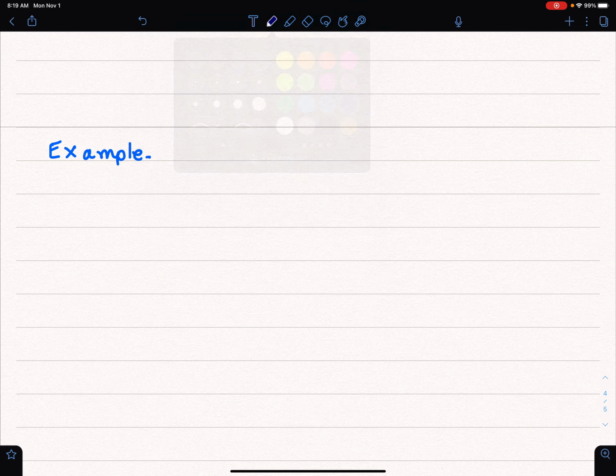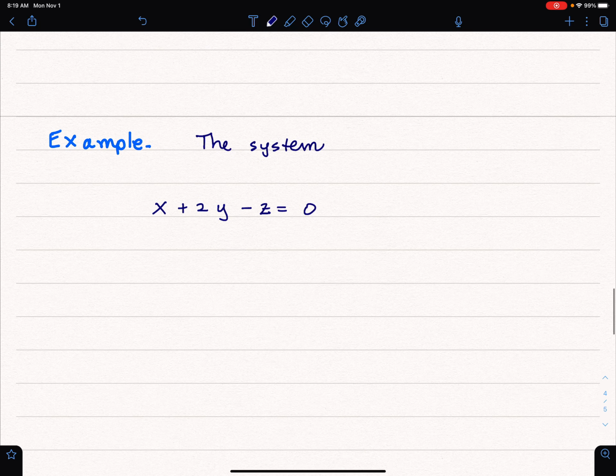Okay, I'm not going to solve the whole thing. The system, all right, so let me just put something down here. x plus 2y minus z equals 0. 3x minus y plus z equals 3.